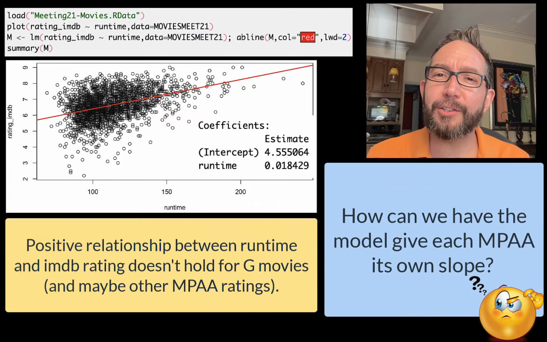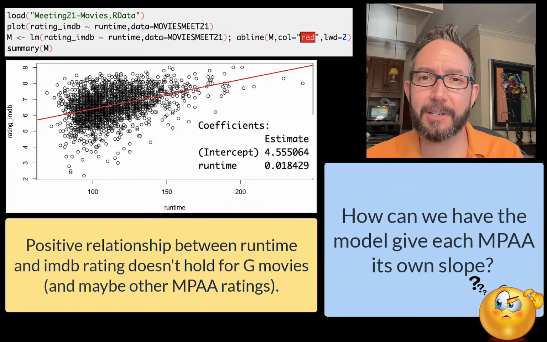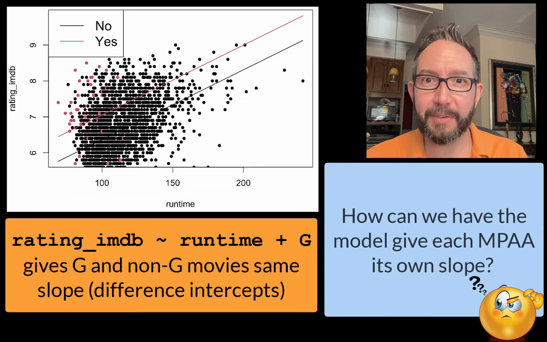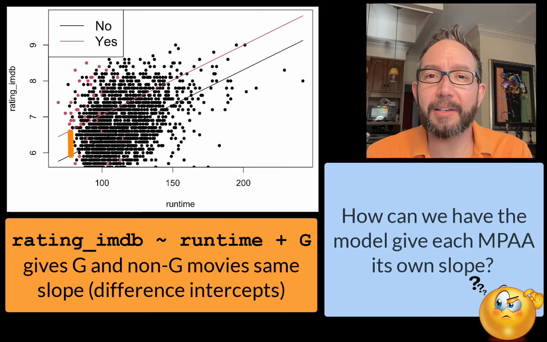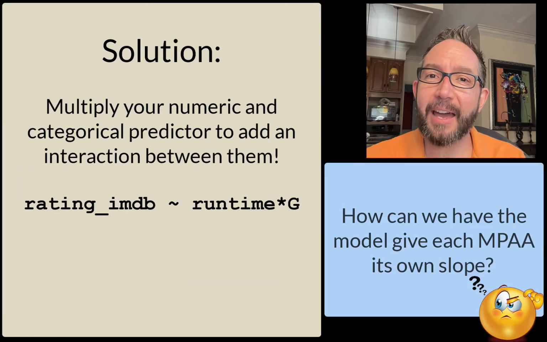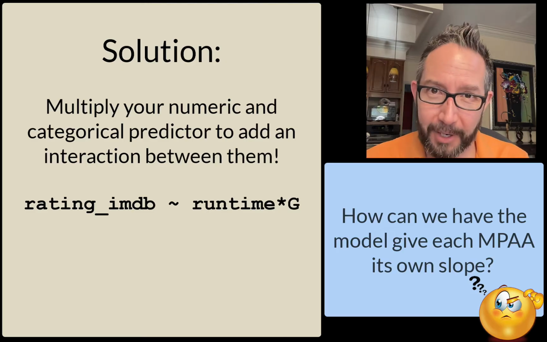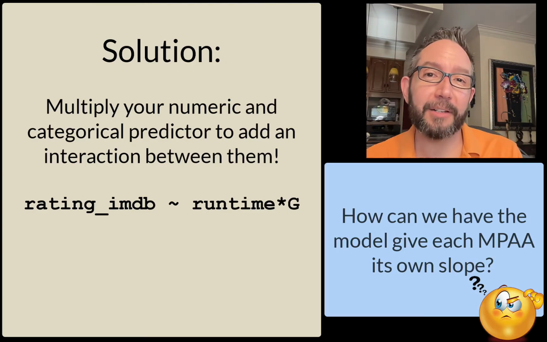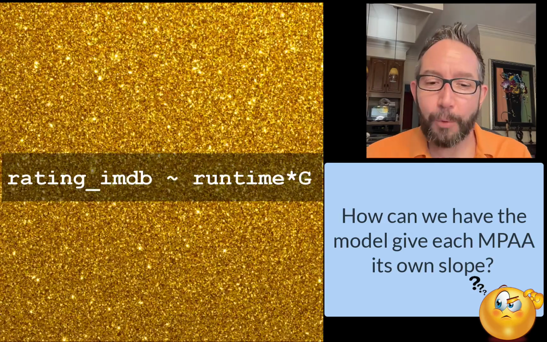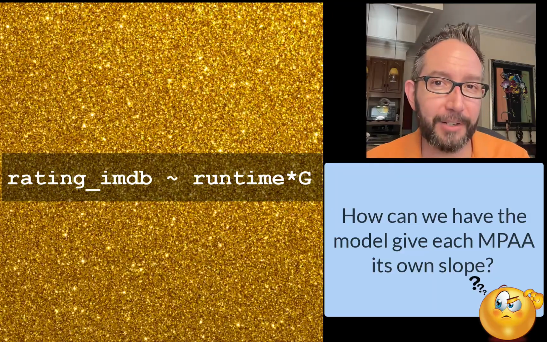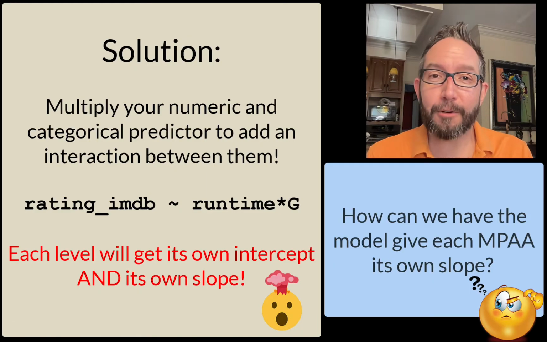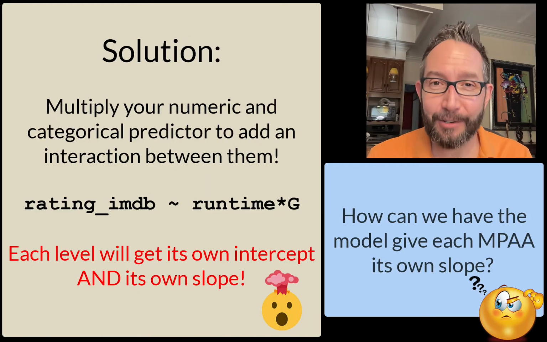Now, how are we going to make it so that G-rated movies have a different slope than non-G-rated movies? Because when we just add in G as a predictor of the movie's IMDb rating, that just gives a constant offset, either above or below the average rating for non-G movies. And the solution here is going to add an interaction between our numeric predictor, the runtime of a movie, and our categorical predictor, whether a movie is G or not. And by adding in an interaction, something magical happens. When we do have an interaction between a numeric predictor and a categorical predictor, each level of that categorical variable gets its own regression line with a different slope and a different intercept here.